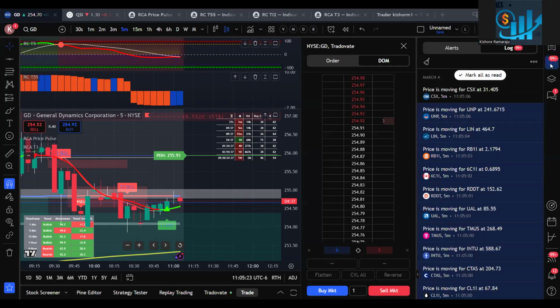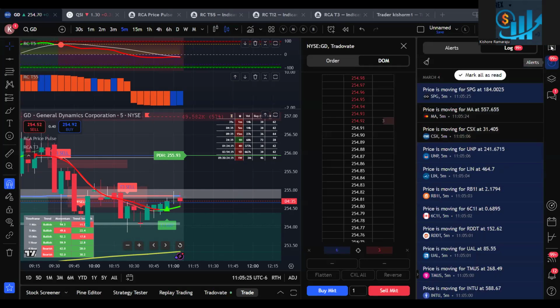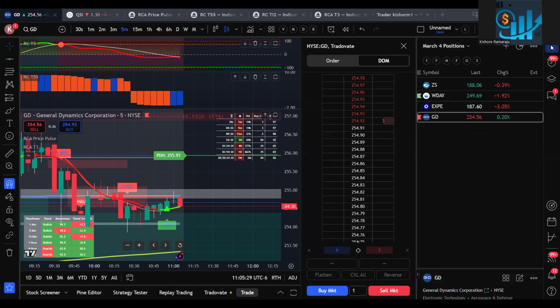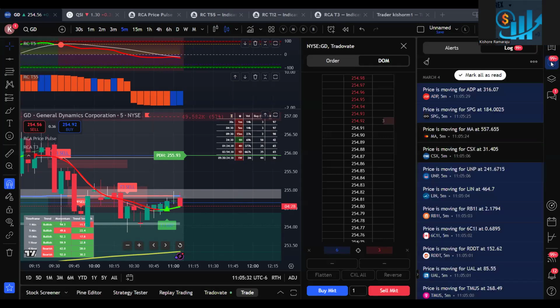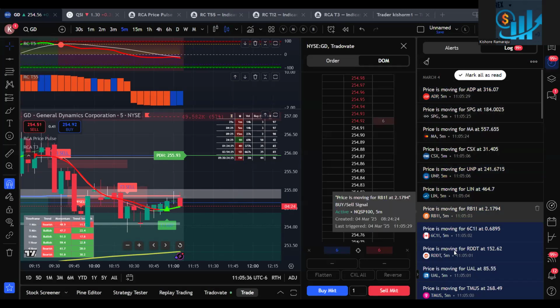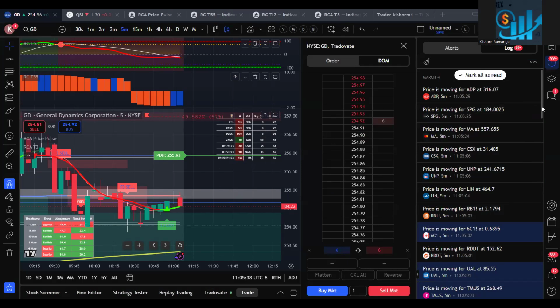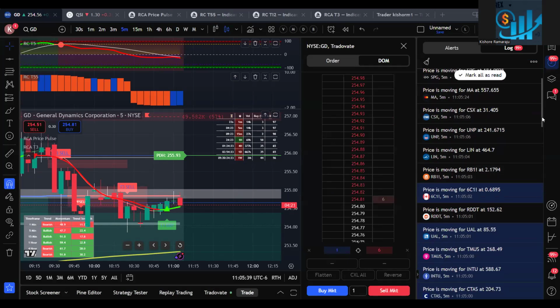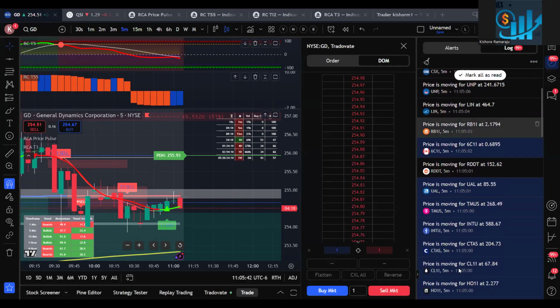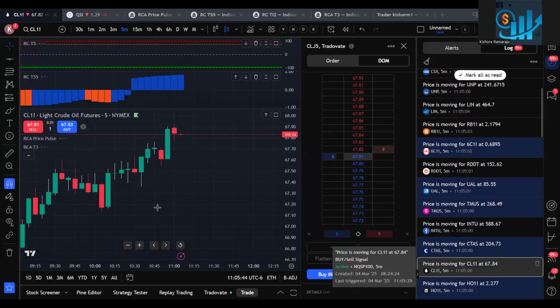Then let's look at some futures now. We took nearly four option trades, so let us look into some futures. Most of the airlines will start moving up now.